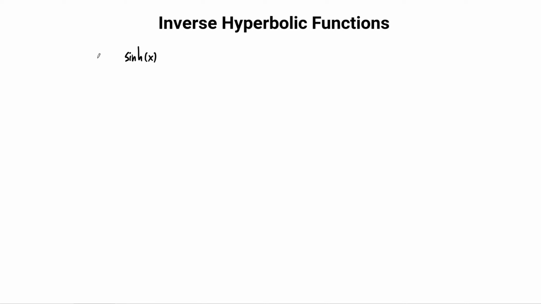So remember, if we have y equals sinh of x, then what must the inverse function be? Well, this must be a one-to-one relationship, right? So y equals sinh of x if and only if x is equal to arc sinh or inverse sinh of y. So you can write it as sinh inverse, or you can write it as arc sinh.